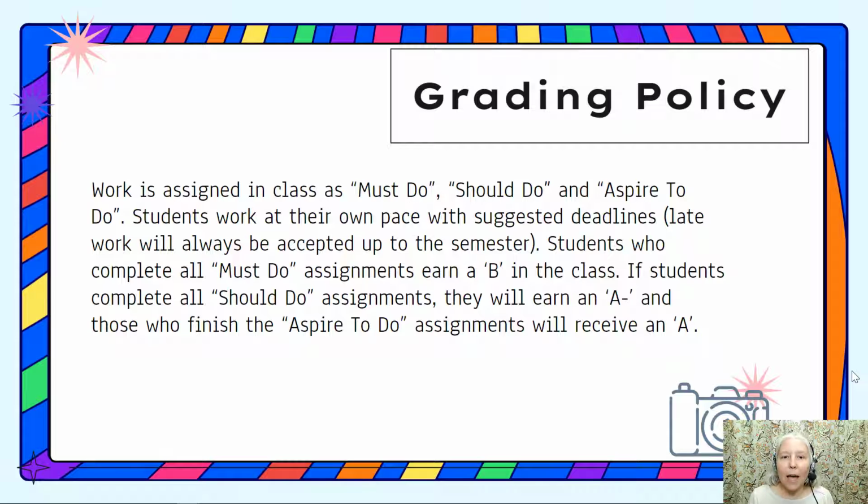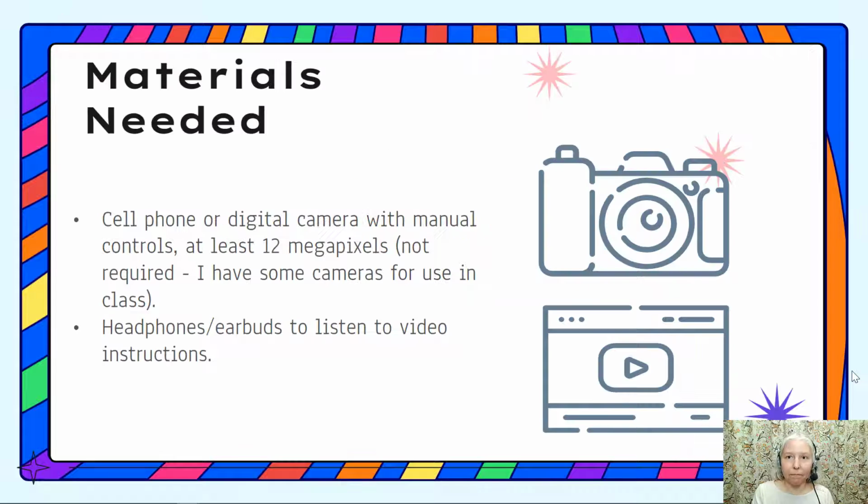In this class, we have must do, should do, and aspire to do assignments. Students who complete all of the must do assignments will receive a B. If they complete all of the should do assignments, it's an A-, and all of the aspire to do assignments will receive an A.